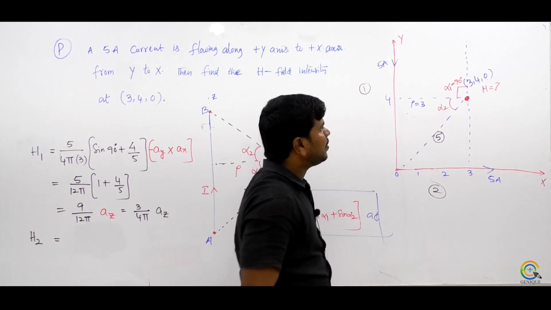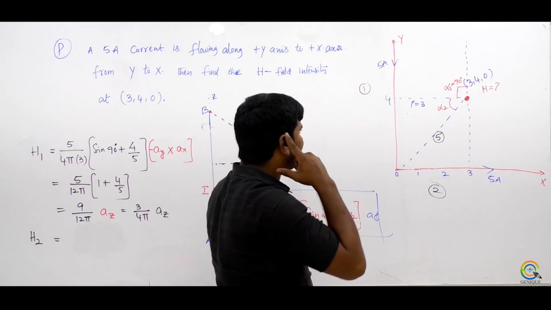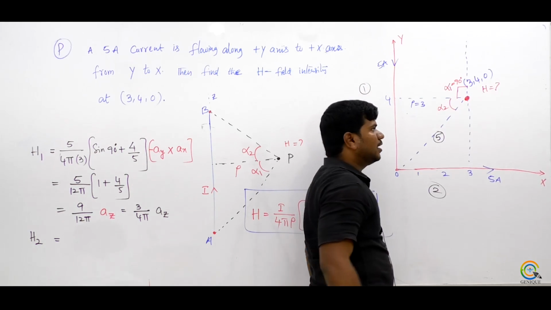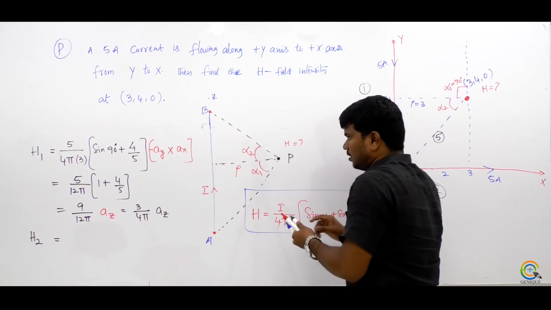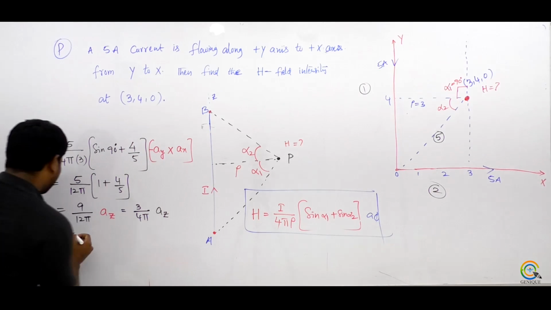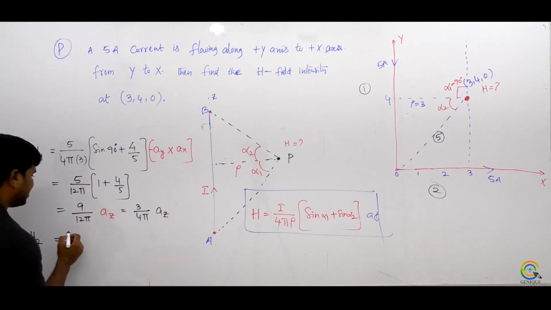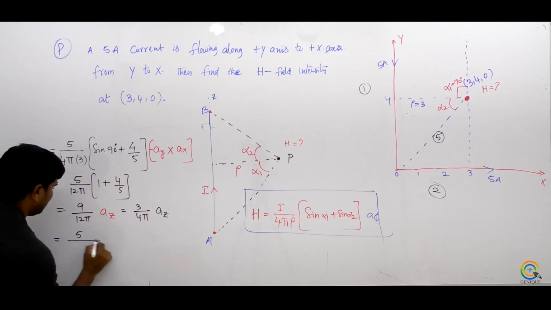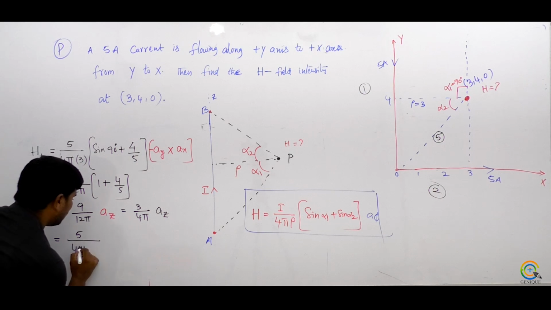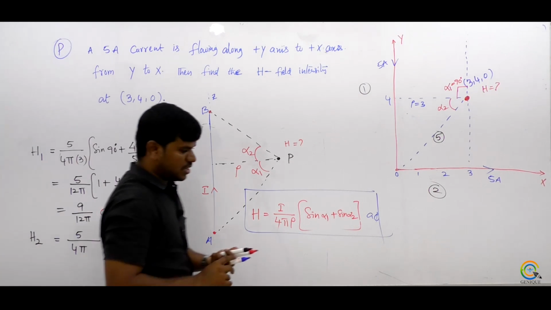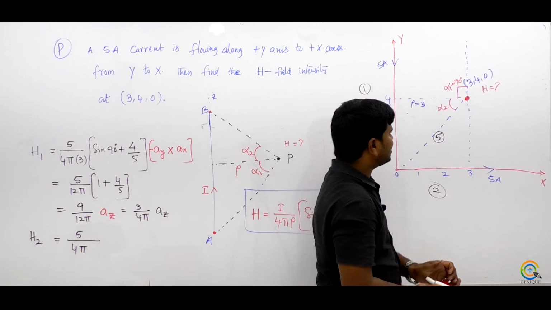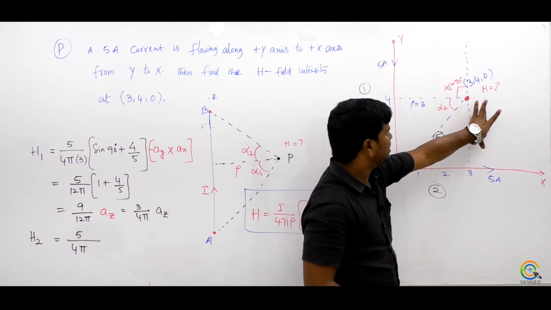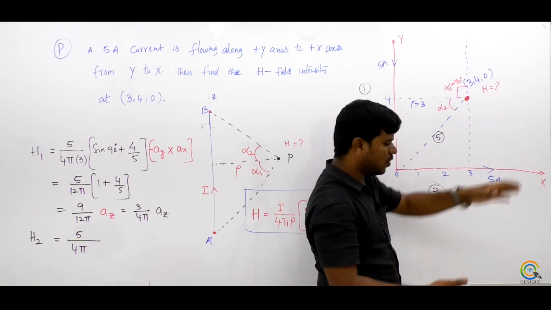So for this, how can we find? So we remove the previous analysis. If you observe this, how can you find this? I divided by, what is I here? I is equal to the same current flowing, right? 5 divided by 4 pi rho. Rho is nothing but the distance from the point to the current.